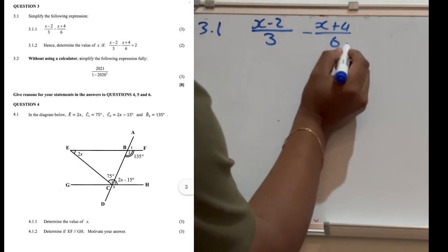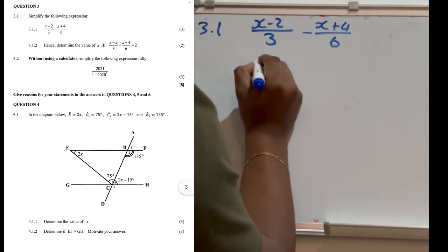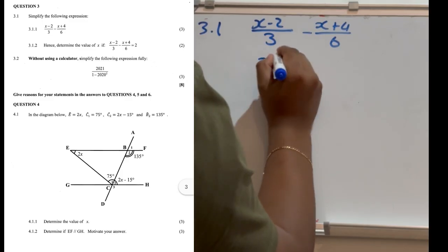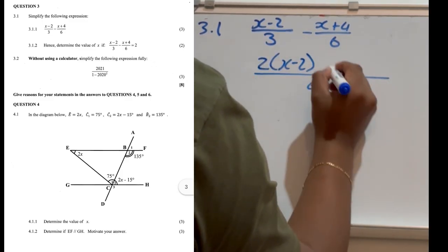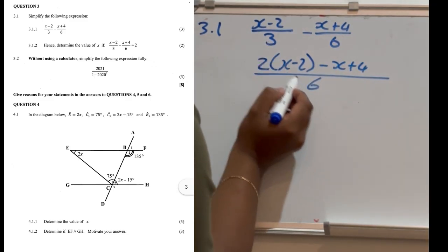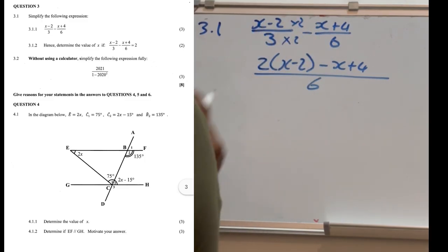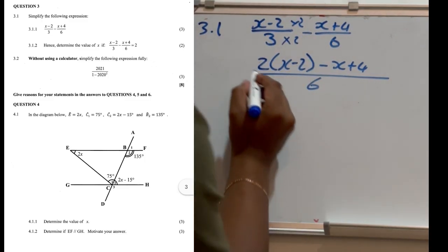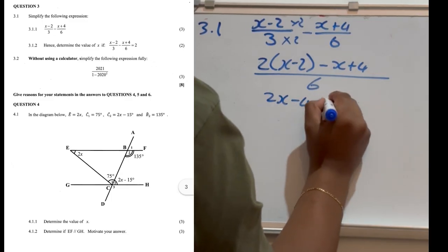So we want to make the denominators the same using the LCM. So in this we just put over 6. So then that is going to be 2 times (x minus 2) over 6 minus (x plus 4). Change that 3 to 6 and I have to multiply both sides by 2. Okay? So that is 2x minus 4 minus x.